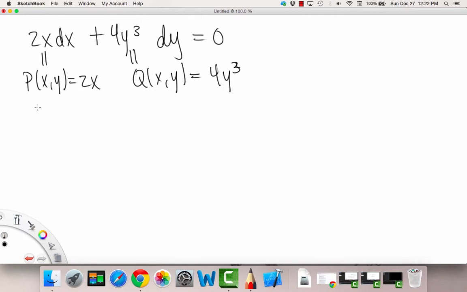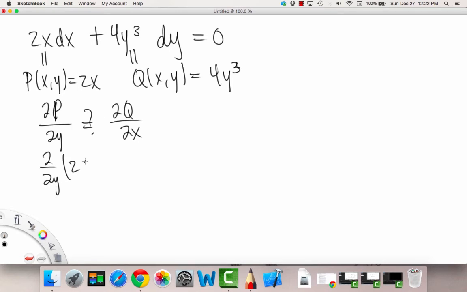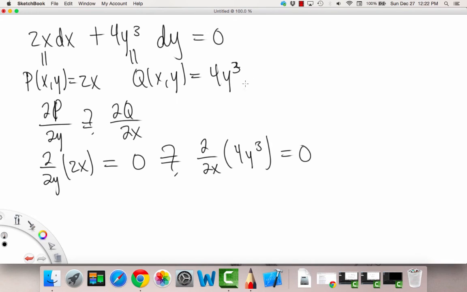First, we're going to check to see if this equation is exact. If it's not, then we'll have to do other methods, and if it is, we'll just solve. In order to check for exactness, we have to check to see if the partial of P with respect to y is equal, we don't know yet, to the partial of Q with respect to x. So let's solve. The partial with respect to y of 2x is equal to 0, because there are no y's in here, right? And is this equal to the partial with respect to x of 4y to the third? It would be equal because that is also 0.